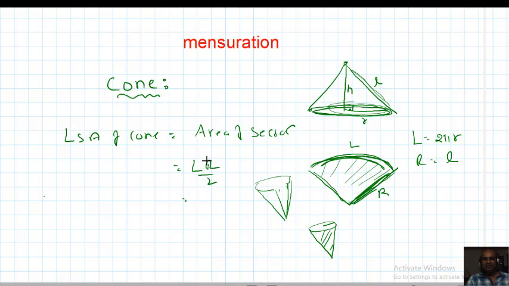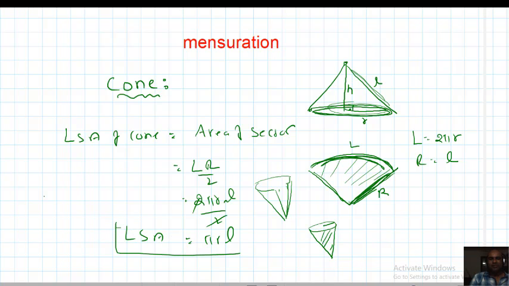So I want to rewrite this. Instead of capital L, I can write 2 pi r. Instead of capital R, I can write l by 2. The 2s get cancelled. What you got? Pi r l. So the lateral surface area of a cone is pi r l. Pi into r, meaning base radius, and l meaning its slant height. By using this formula, you can find the lateral surface area of the cone.